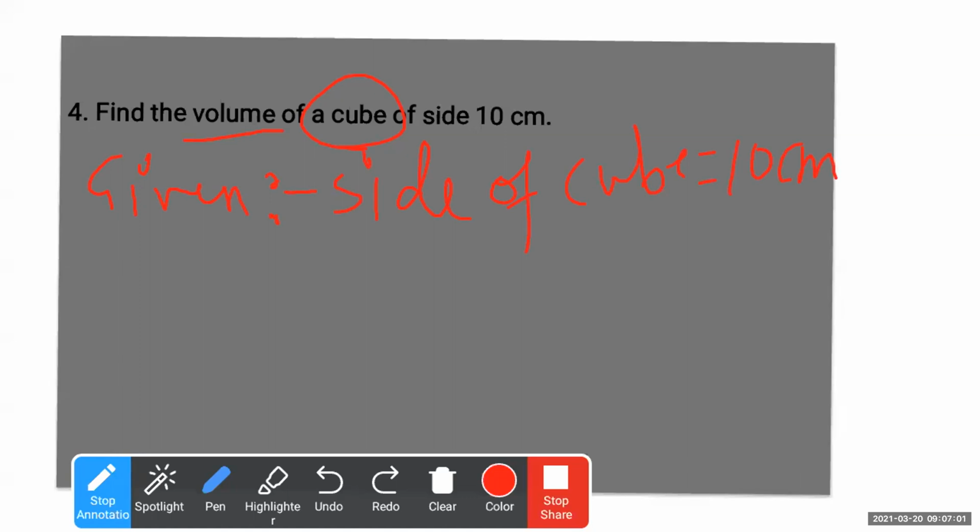Now, to find: what you have to find out? To find, if you want to write, you can write down, but because of the shortage of space, I will just clear my screen. To find what? Volume. Don't write only volume, write volume of what? Volume of cube. These two first steps should be there in such a type of question: first given, then to find. Always remember, students, whenever you are attempting a question using a formula, write what is given and what you have to find out.